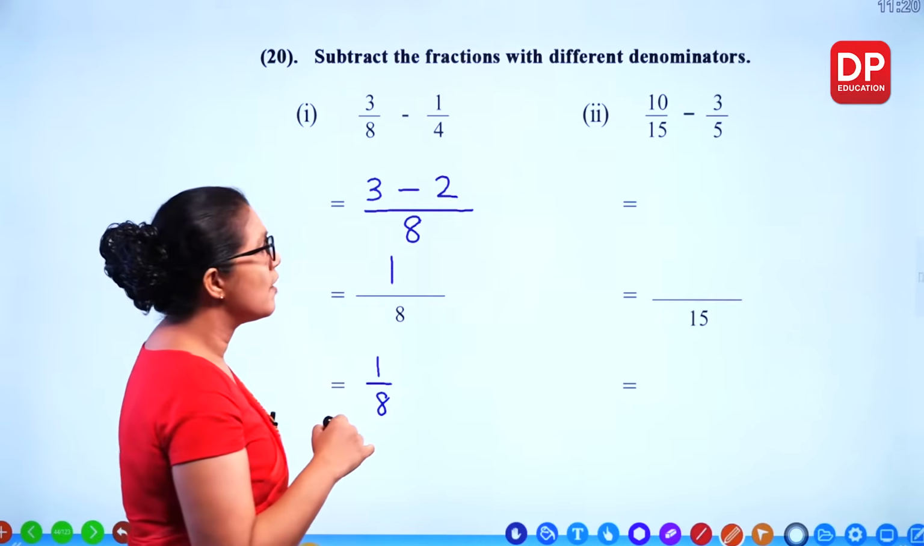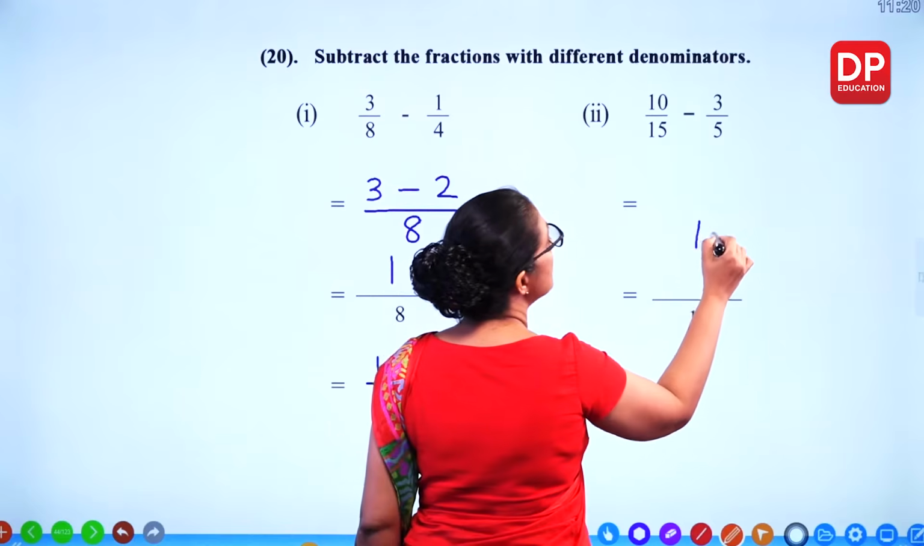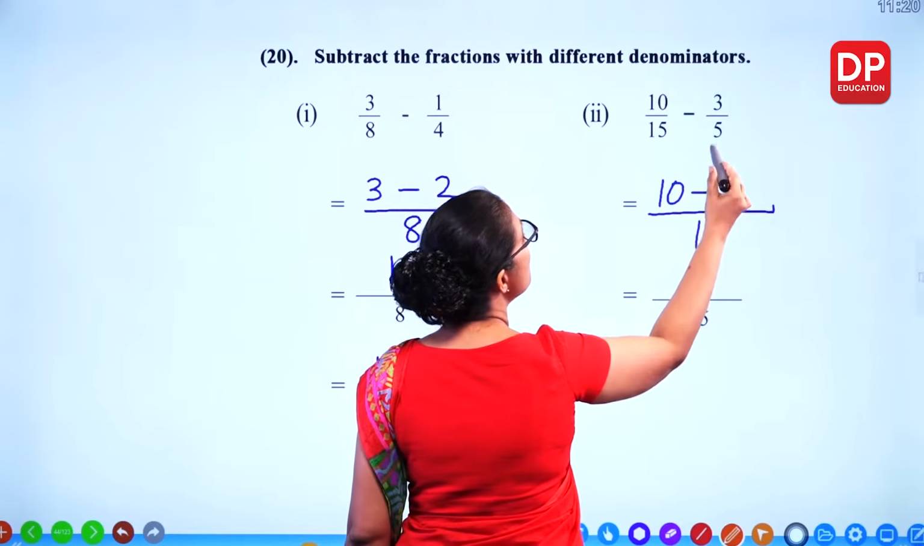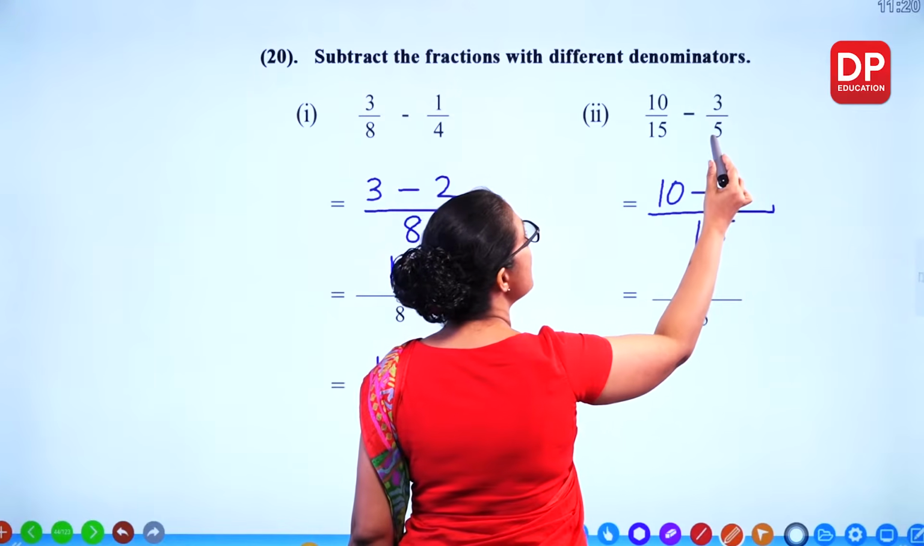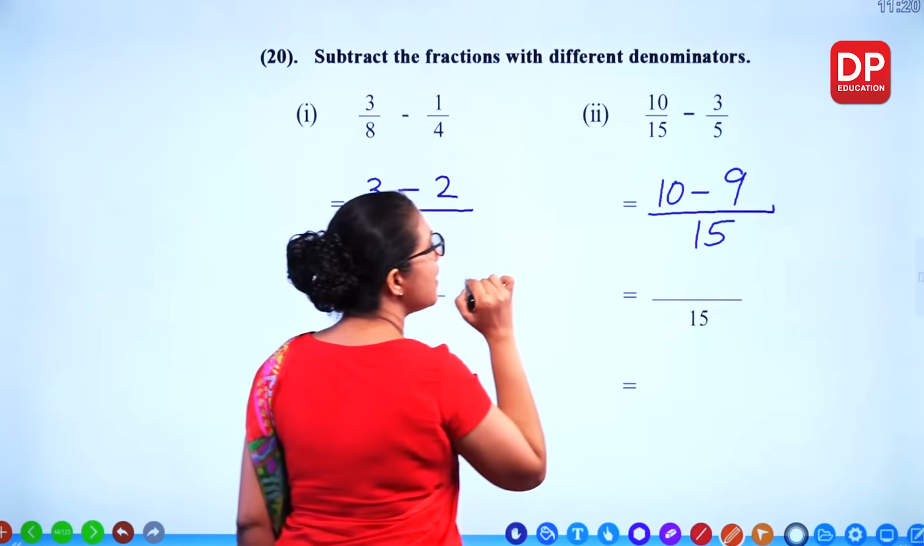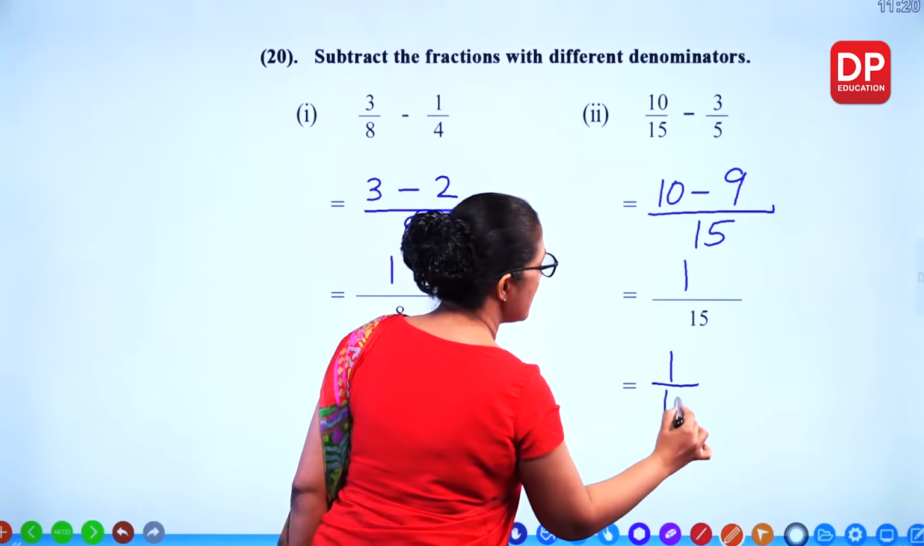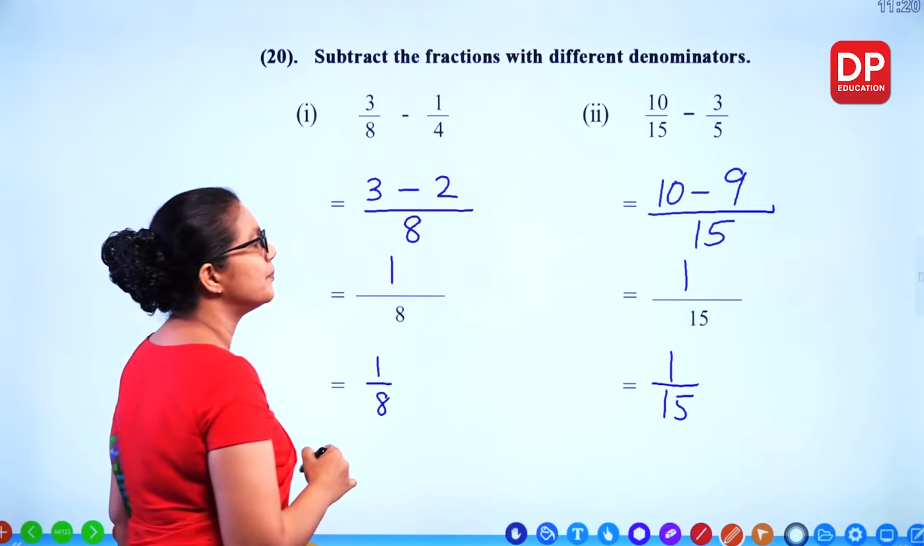15 and 5, what's the lowest common multiple? That's 15. Convert to 15, that means multiply by 3. 3 times 3, 9. So 10 minus 9 is 1. So the answer is 1 over 15.